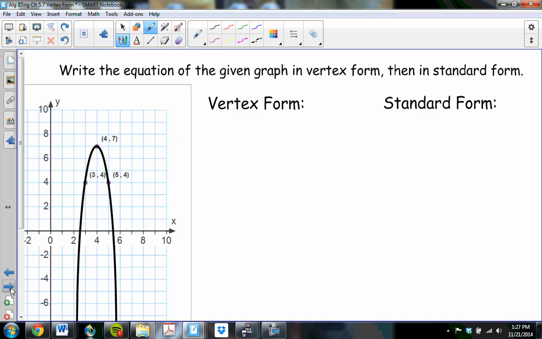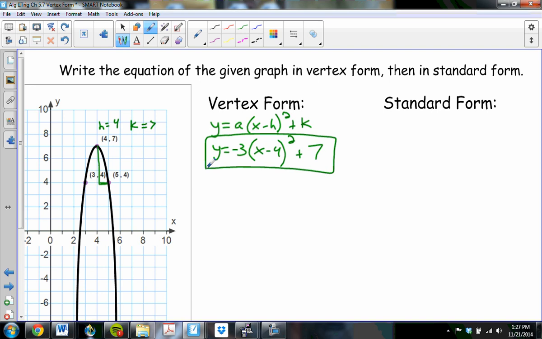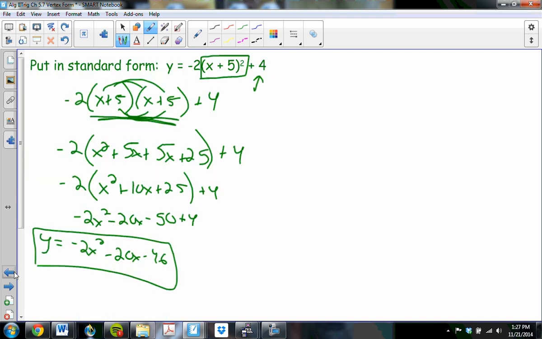Here we're given a graph. From a graph, if we have the vertex and the point after the vertex, we can very quickly write the equation of a graph in vertex form. I know that h is 4 and k is 7. So if I take the formula a times x minus h squared plus k, then I know the a value is -3, it's going down to the right one. I know that my h value is 4, I know that my k value is 7, and there's the parabola in vertex form. If I wanted to put it in standard form, I would do the same stuff I did over here, but I'm not going to bother showing that now.